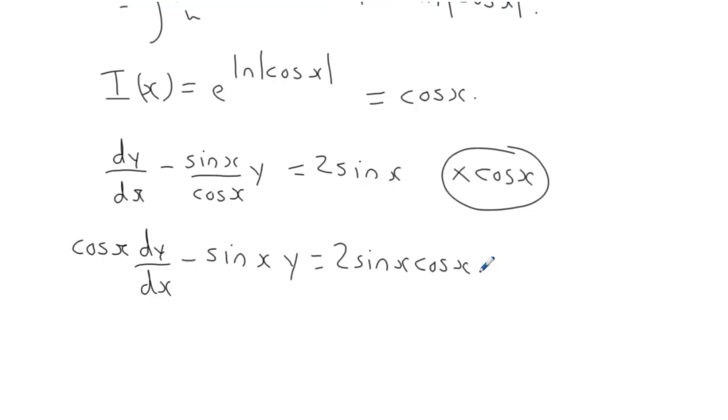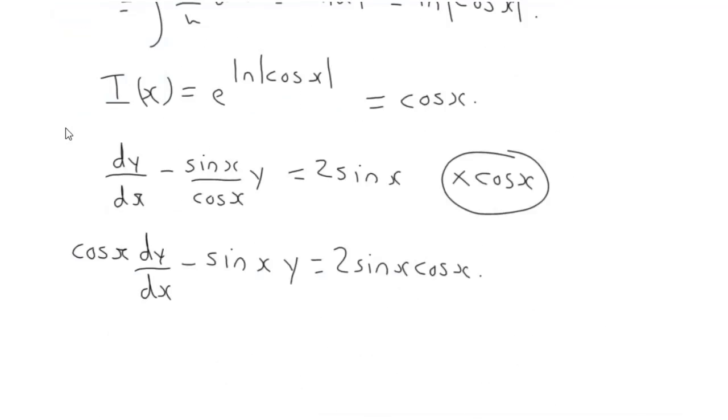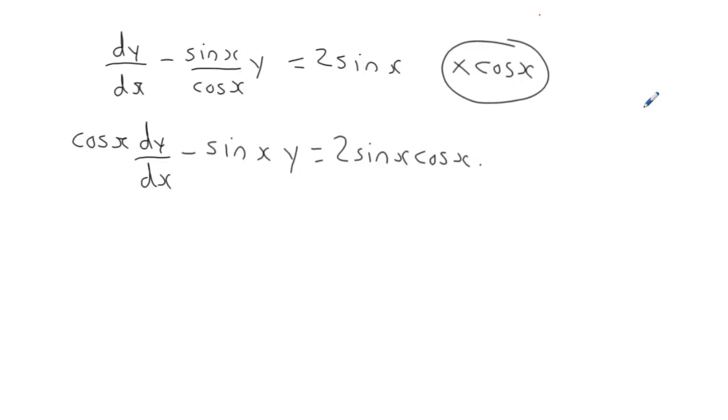Okay, so now we're into the bit where we look at that left-hand side and see if we can identify a reverse product rule so we can express it as a derivative. So simplify the left-hand side, we're looking to obtain the integrating factor of x times y equals the integral of the right-hand side. So we're basically hoping that all of this left-hand side is the derivative with respect to x of the integrating factor, which was cos x, times y. And we can check that. If you thought about the product rule, let's just check if that is true.